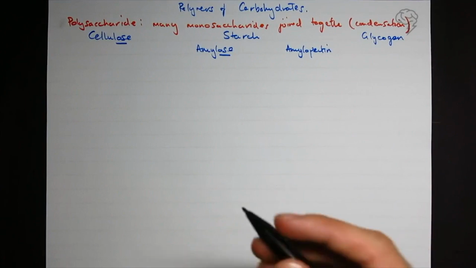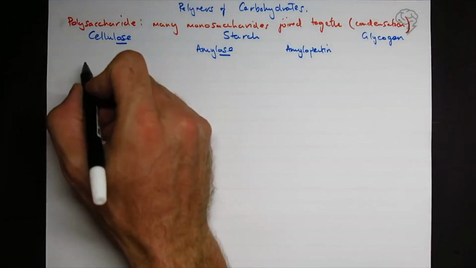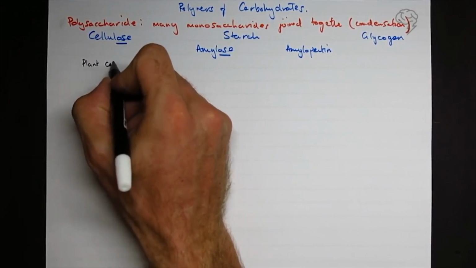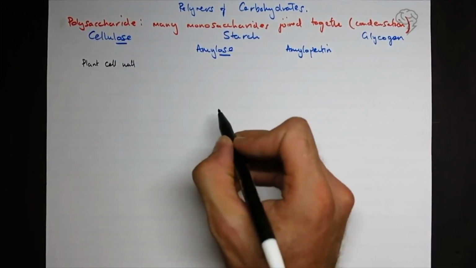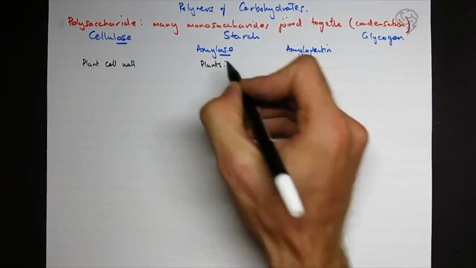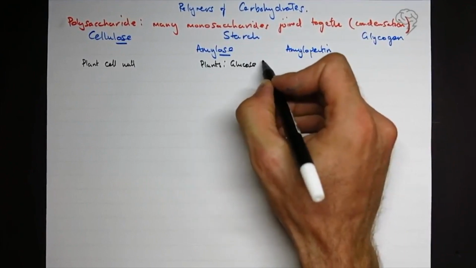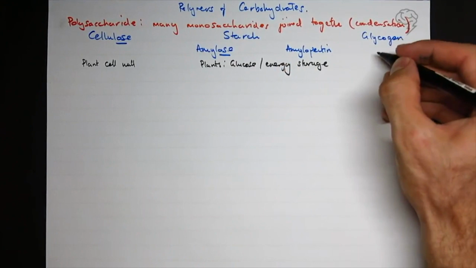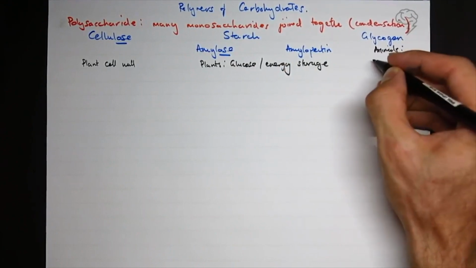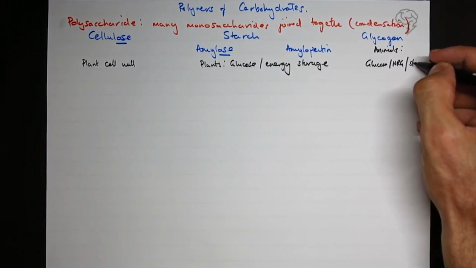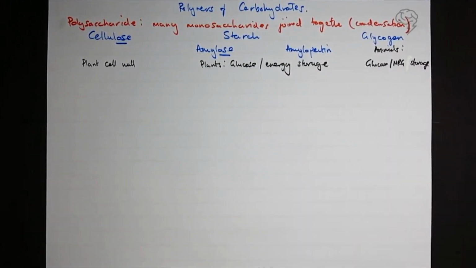Okay, we're going to look at where do they exist? Well, first of all, we've got plants. Plant cell wall. These 2 are both in plants. They are glucose energy storage. And we've got animals, energy glucose. I'm going to put NRG because I'm short on space. Energy, storage. NRG, energy. It's a shorthand if you're short on space.